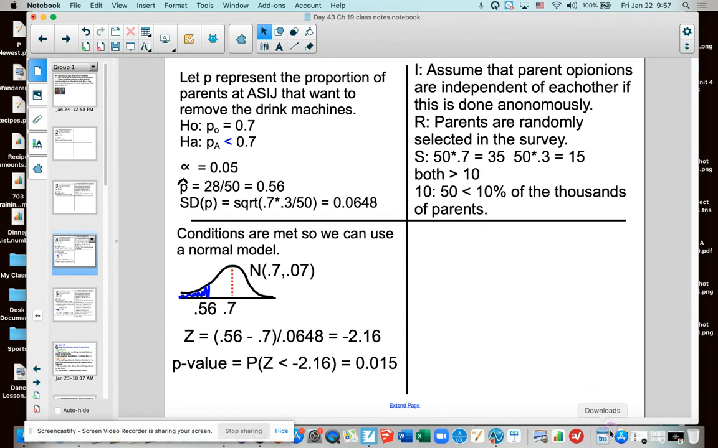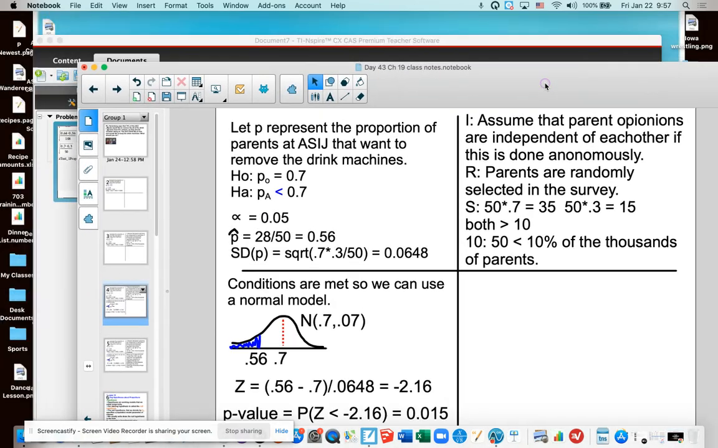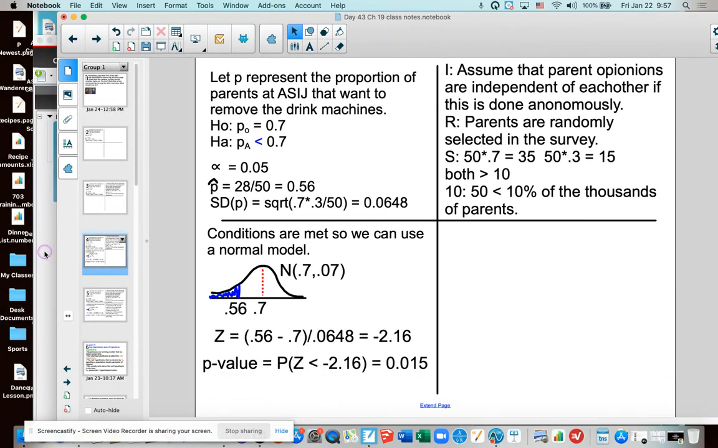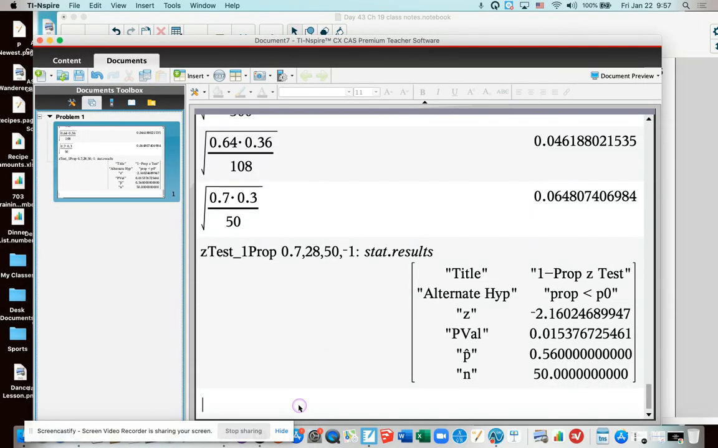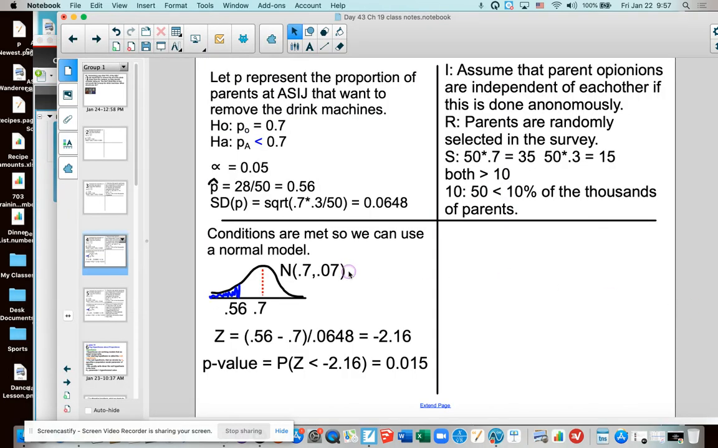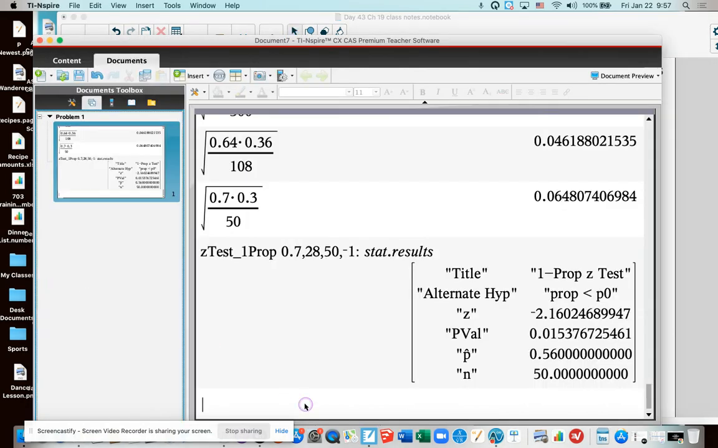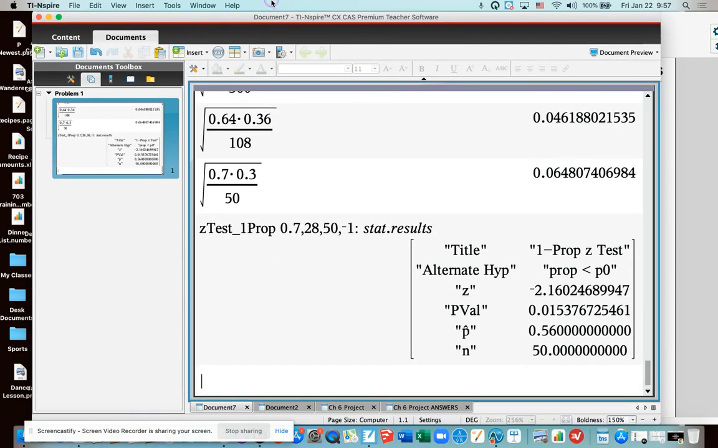Now to do this work, you can use your calculator. It has a nice little testing feature for you. Let's check it out. Oh, I did it right there. Is this the same problem? So I got 0.7 as my null, and I did 28 out of 50. You can see right here, I've already done this, but let's do it again so you can see it on the calculator.